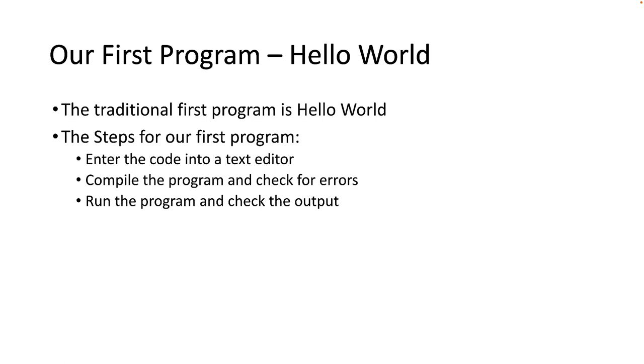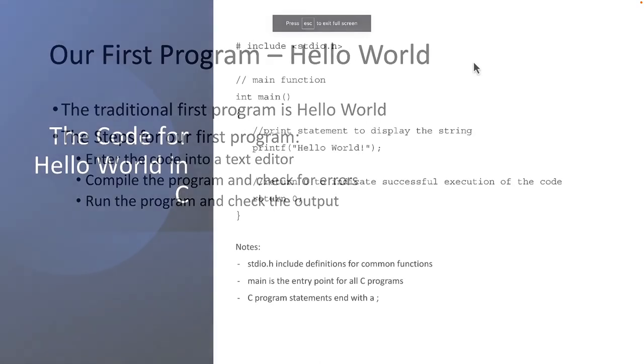The steps for our first program are pretty straightforward. We're going to enter the code into a text editor. We'll compile the program and check for any errors. And then finally we'll run the program and check the output. So let's go ahead and look at the details of each one of these steps.